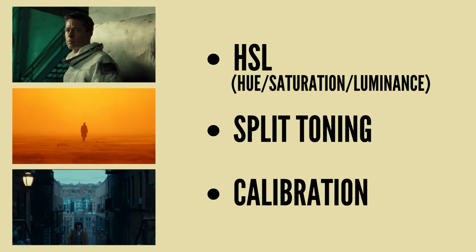In this video, I'm going to show you how you can give your pictures a certain cinematic look. And to do it, you need to go through three steps: HSL, split toning, and color calibration. Now I'm going to jump on Lightroom and edit some photos to try to exemplify what I'm saying.